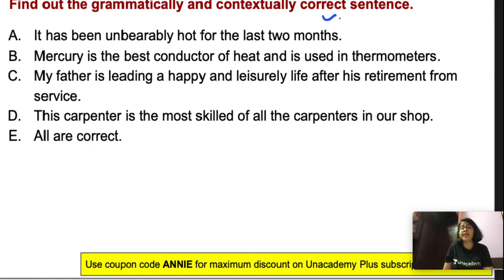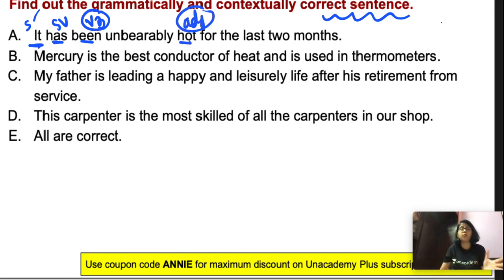Again you have to find out the correct sentence. It has been unbearably hot for the last 2 months. Now, it is an introductory pronoun over here, a singular pronoun. So, singular verb has plus V3, correct. Unbearably hot. Hot is an adjective for the day, okay. So, here the hot acts as an adjective for the introductory pronoun it.